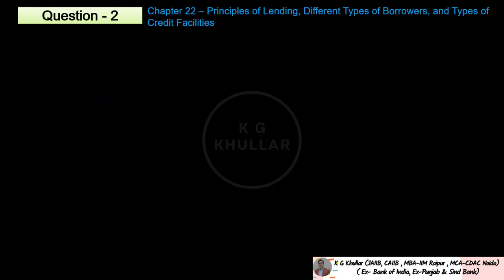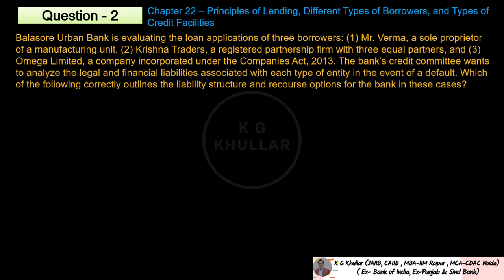The next question is also from chapter 22, that is Principles of Lending, different types of borrowers and types of credit facilities. And the question goes like this. Balasore Urban Bank is evaluating the loan applications of 3 borrowers. First one is Mr. Verma, a sole proprietor of a manufacturing unit. Then second is Krishna Traders, a registered partnership firm with 3 equal partners. And lastly, third is Omega Limited, a company incorporated under Companies Act 2013.